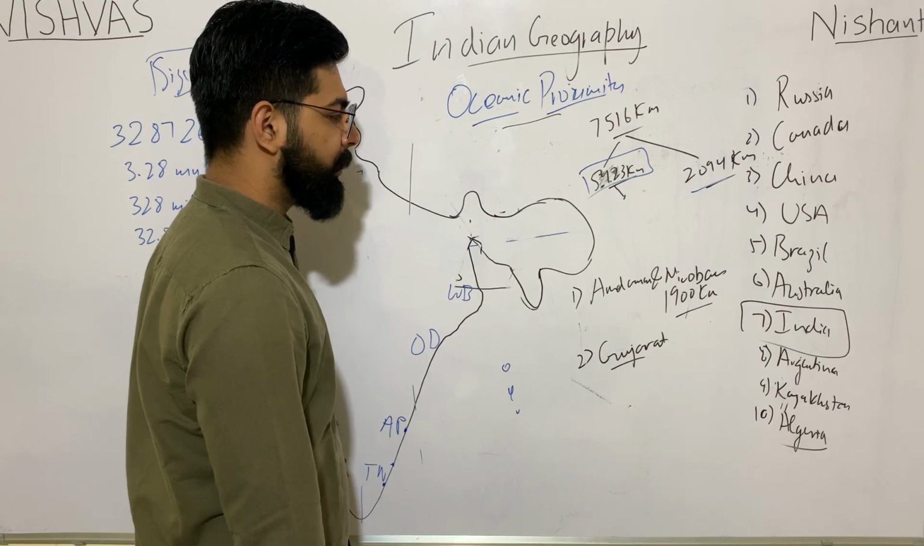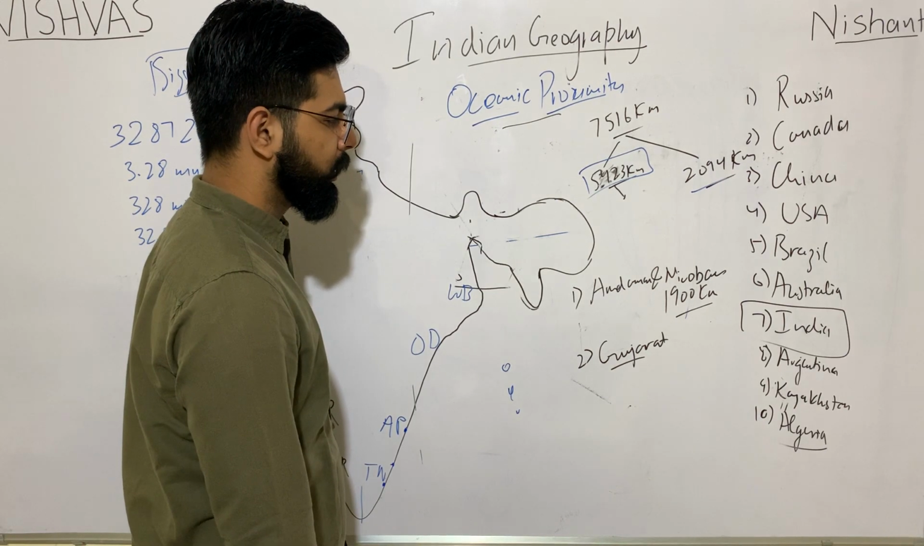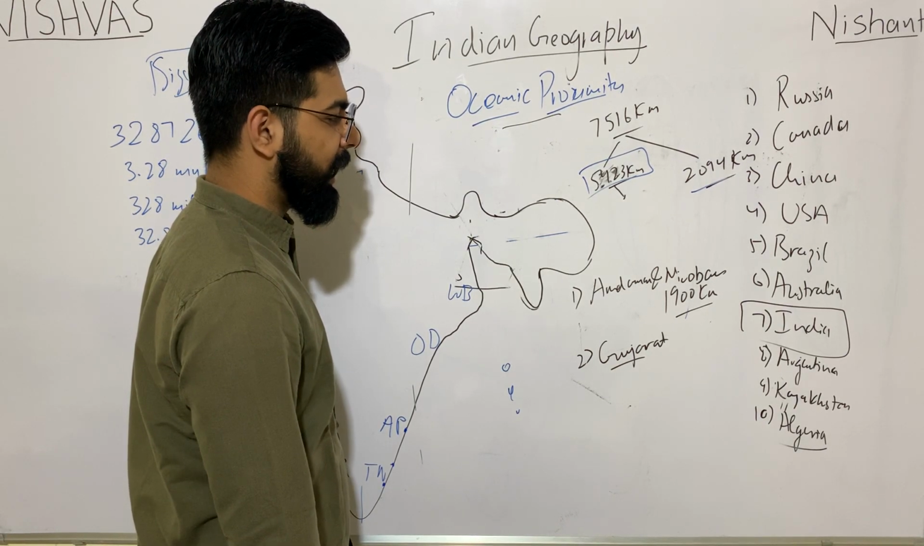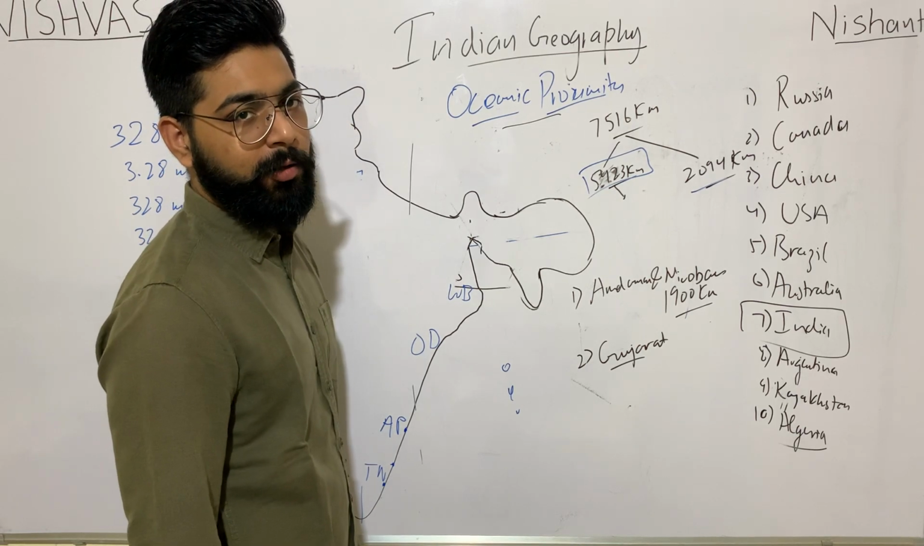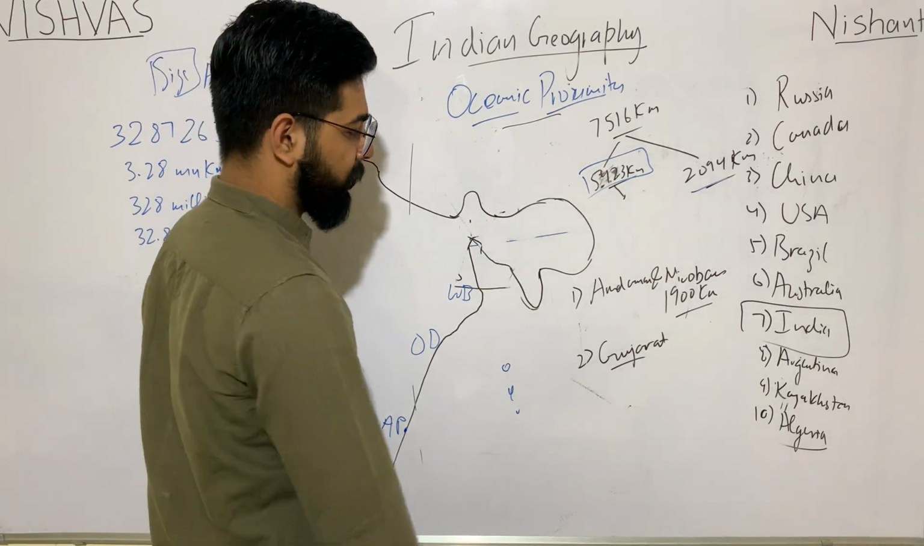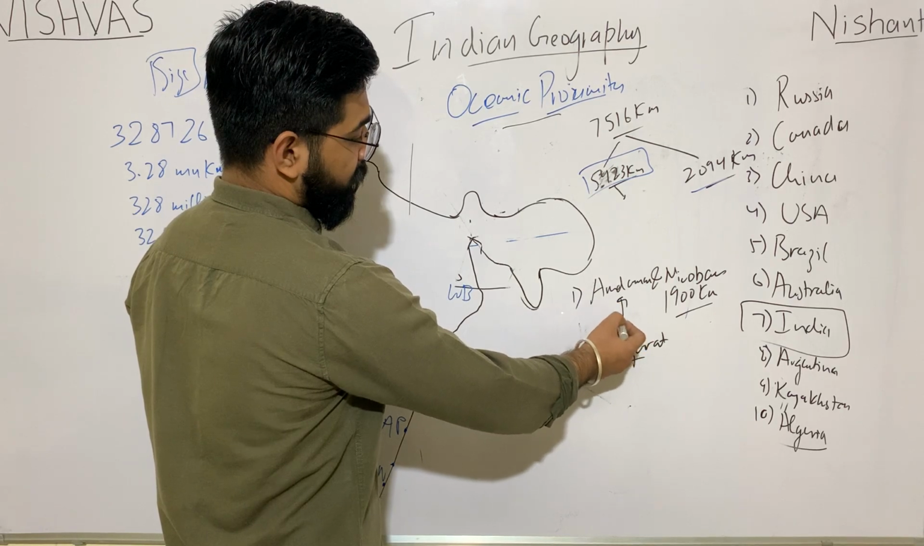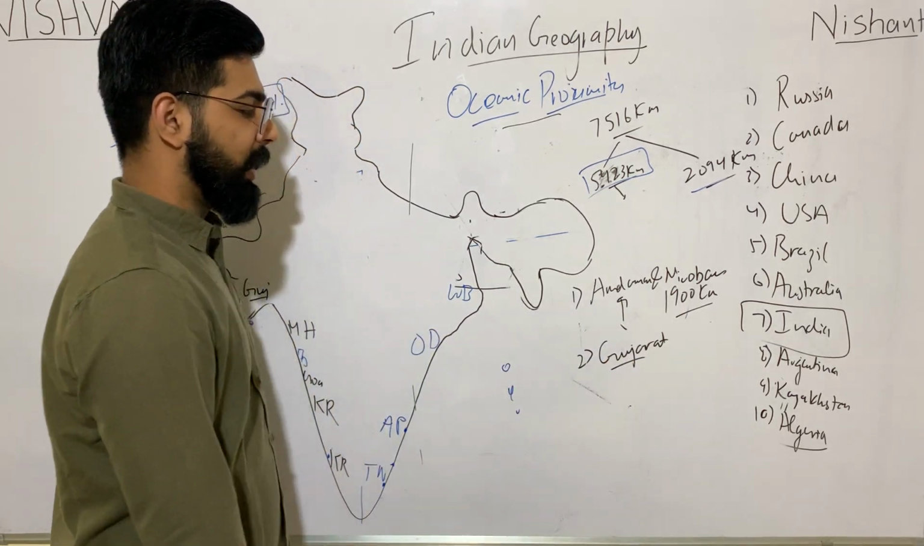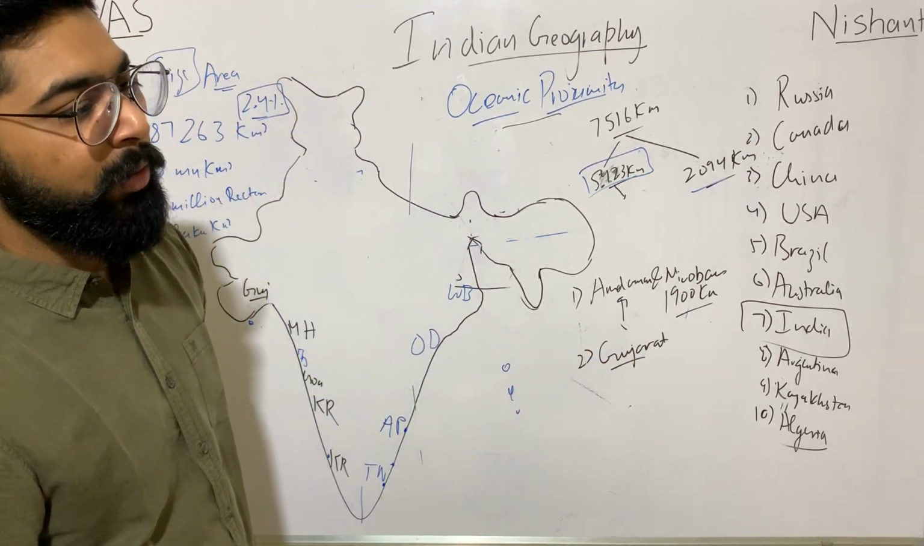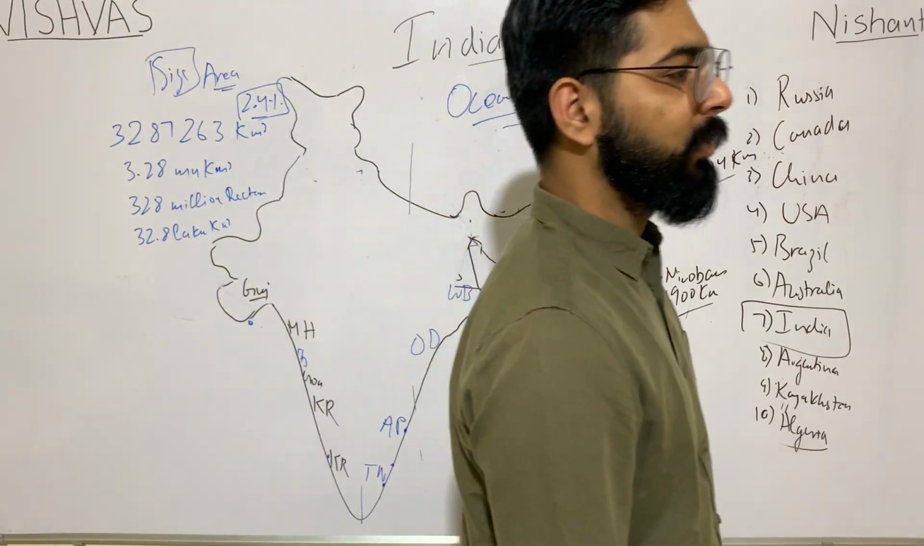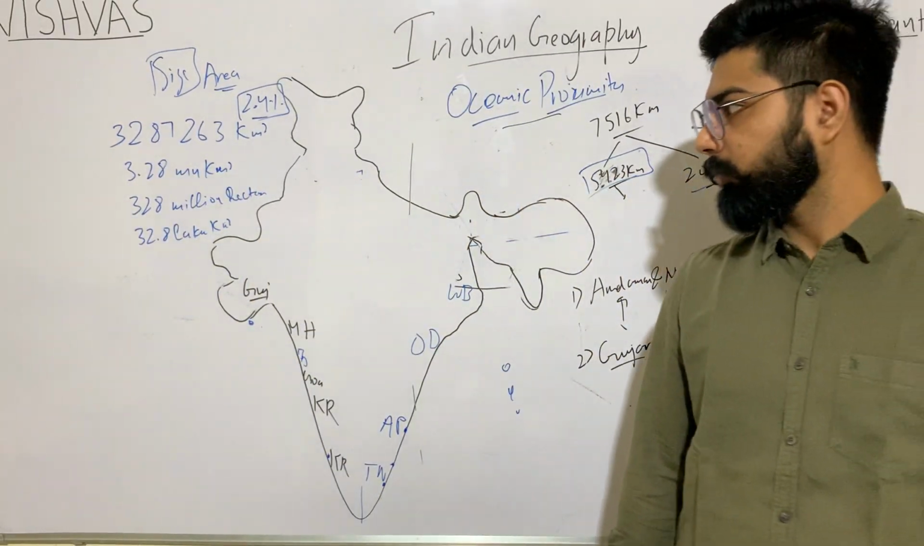And if the question comes which union territory has the maximum coastline, then it's Andaman and Nicobar. And if you want to compare between Andaman and Nicobar and Gujarat, the maximum coastline is of Andaman and Nicobar.